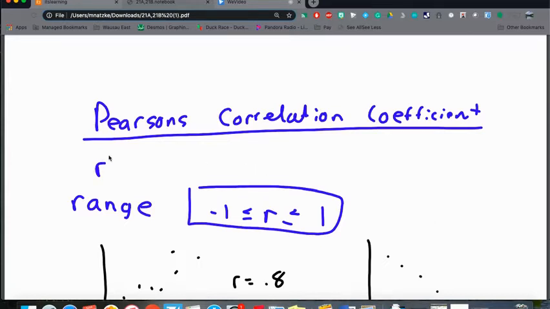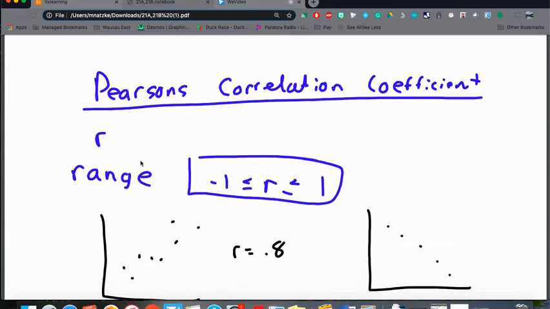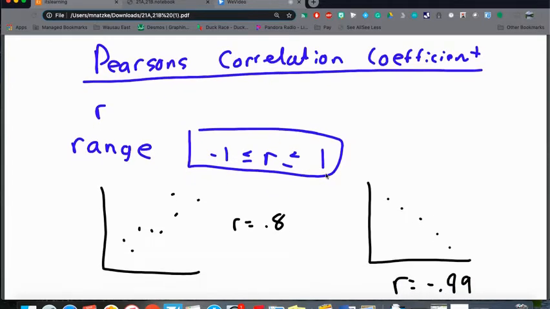The variable used for that is R. Now, this correlation coefficient always has to be somewhere in between -1 and +1. If it is +1, the slope is positive and the points form a perfect line. If it is -1, the slope is negative and the points form a perfect line. So as you get closer to 0, the points get more spread out. They don't look like a line.